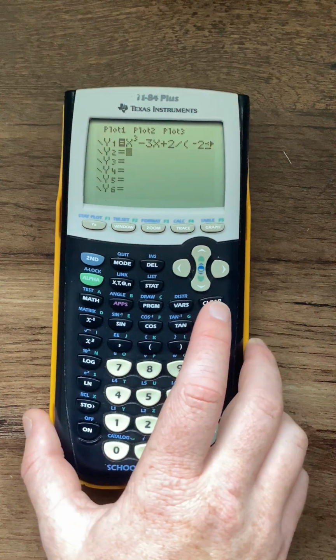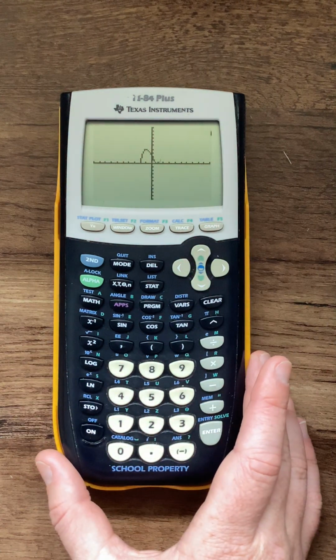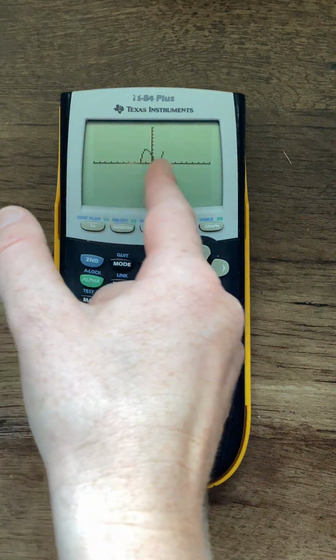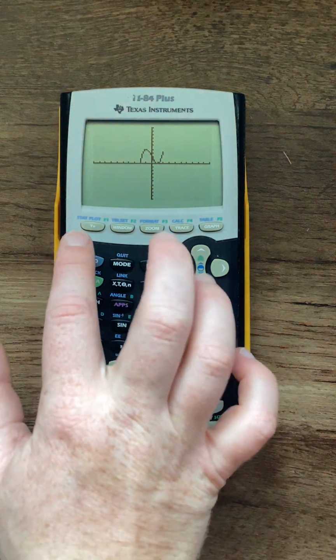So now we have our function limited to -2 to +2. And if we look at our graph, boom, look at that. It's just -2 to +2. Nice and cool. Okay. So let's do a couple more examples of that.